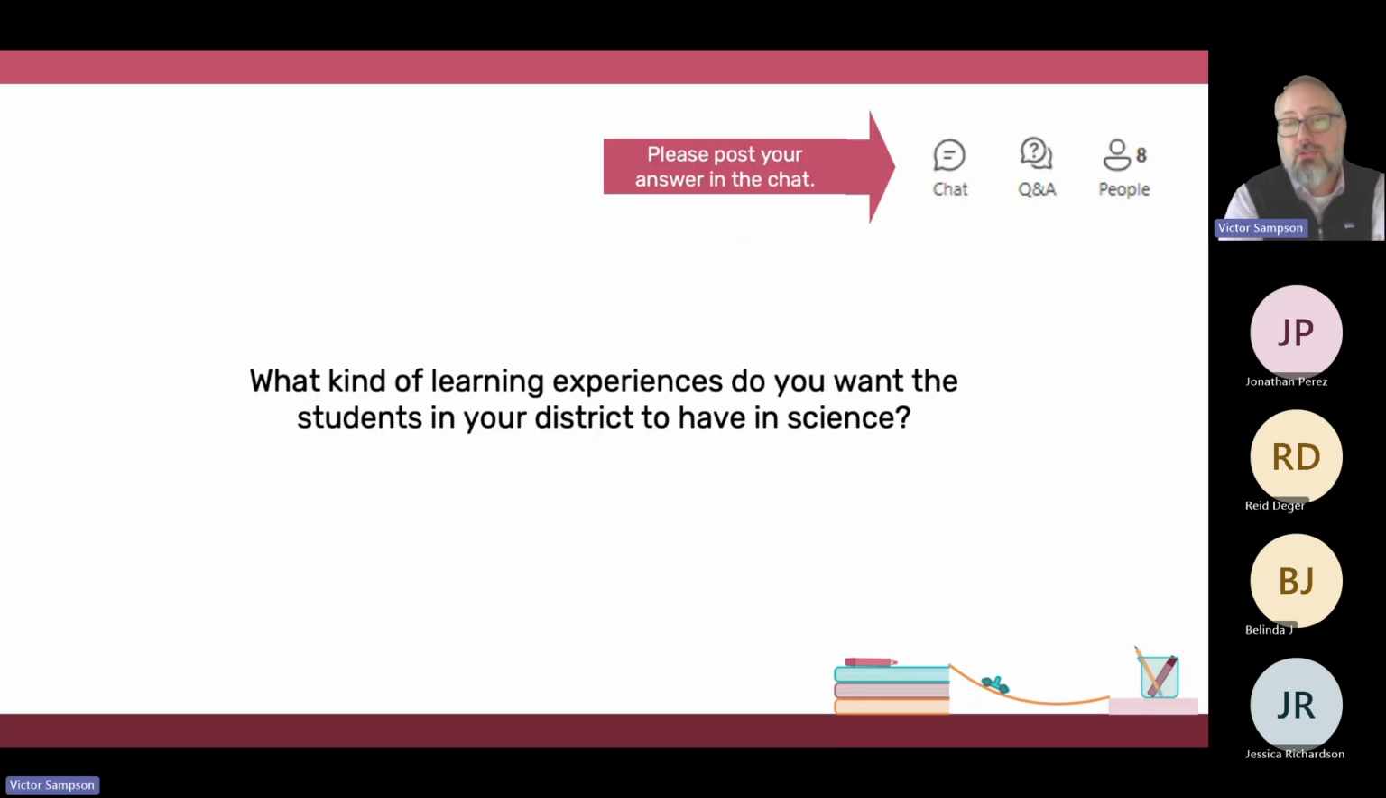To start us off, the biggest thing when you're thinking about adopting these new standards and instructional materials is, more than anything, what kinds of learning experiences you want your students in your district to have in science. If you walk into a classroom and saw teaching and learning happening, what kinds of things do you really want the kids to be doing in there? How do you want them to be spending their time? I think that's a fundamental way to start thinking about what kinds of instructional materials you want to look at and how you're going to evaluate them.